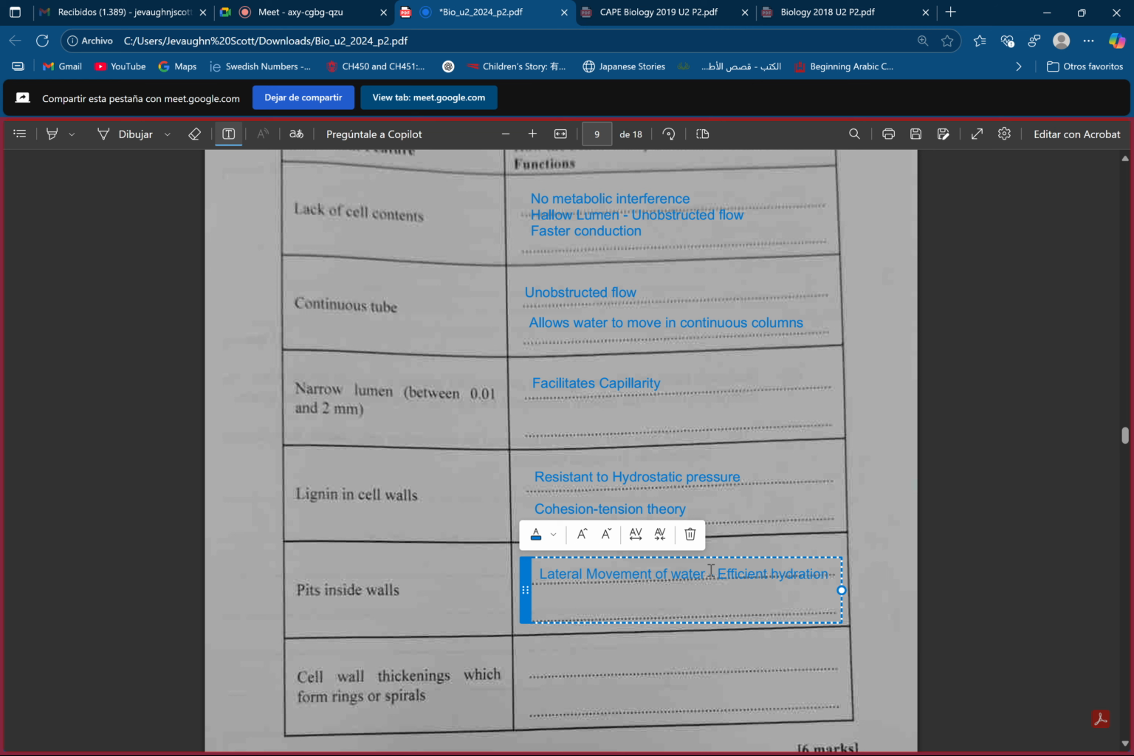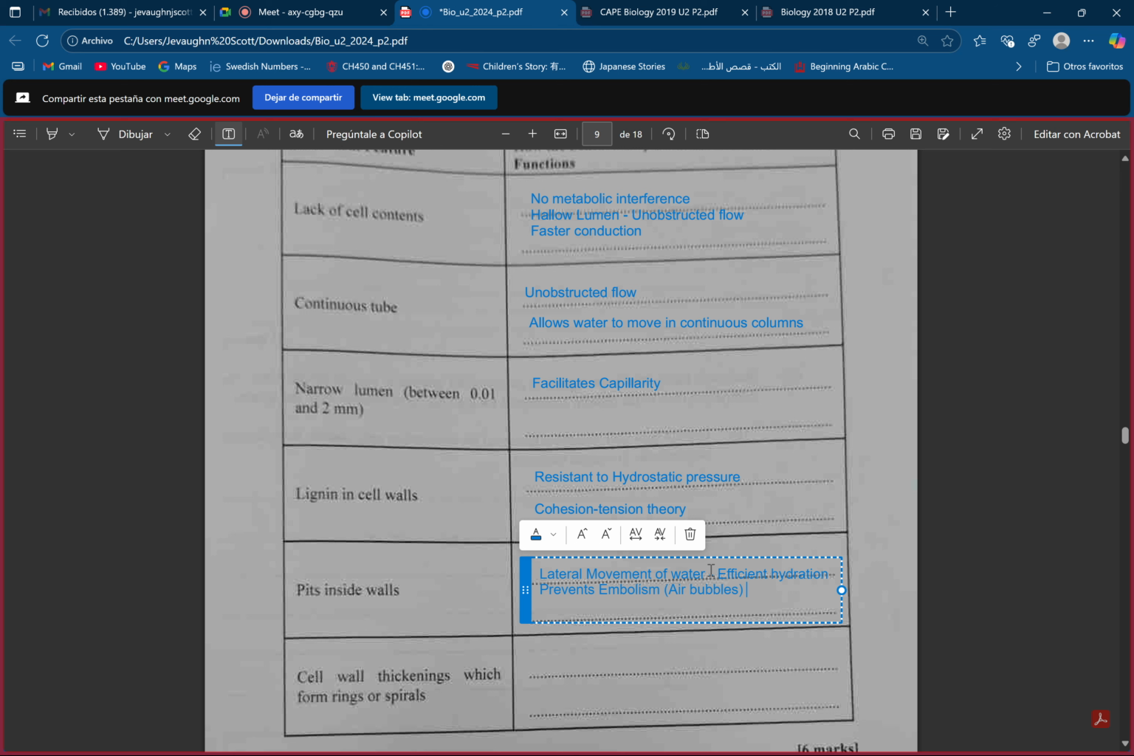Right? Why I want to give more responses or more functions for the more difficult ones is because a lot of persons tend to forget these uses. It also prevents embolisms, right? Which means air bubbles. So it prevents embolisms via the pit membrane. Well, would it be the pit membrane? The pit membrane traps air bubbles, right?